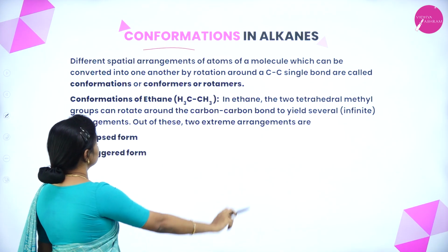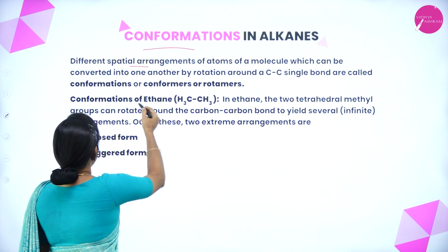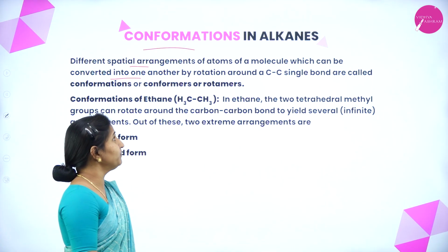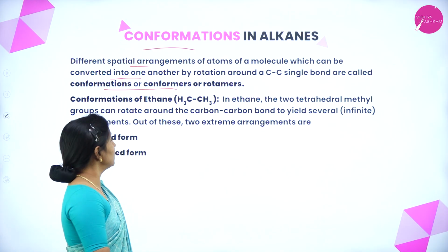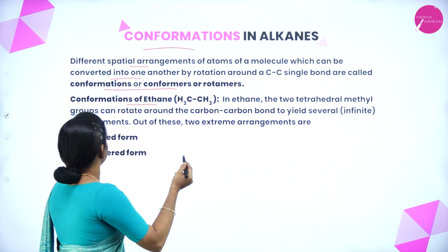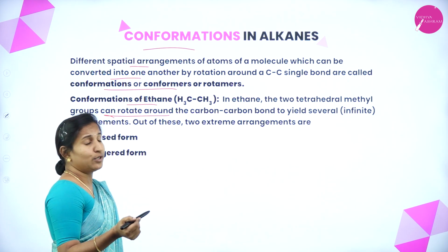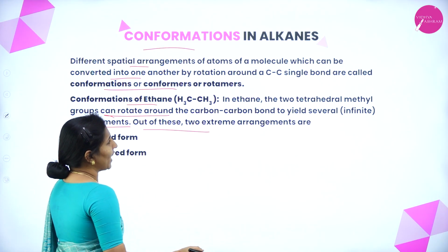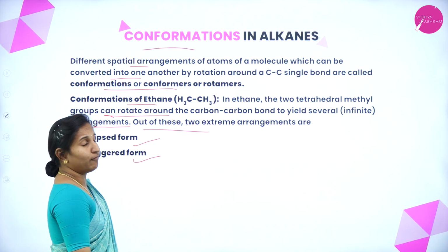Conformation in alkanes. Different spatial arrangements of atoms in a molecule which can be converted into one another by rotation around the carbon-carbon single bond are called conformations, conformers or rotamers. Conformation of ethane. In ethane, the tetrahedral methyl group can rotate around the carbon-carbon bond to yield several arrangements. Out of these, two extreme arrangements are the eclipsed form and the staggered form.